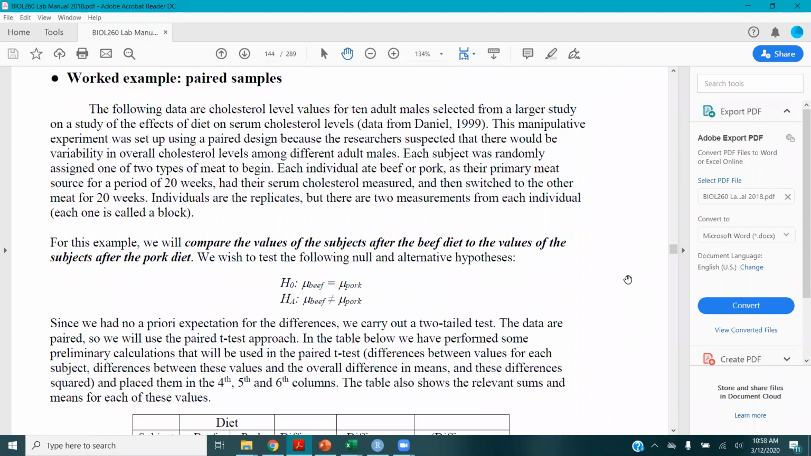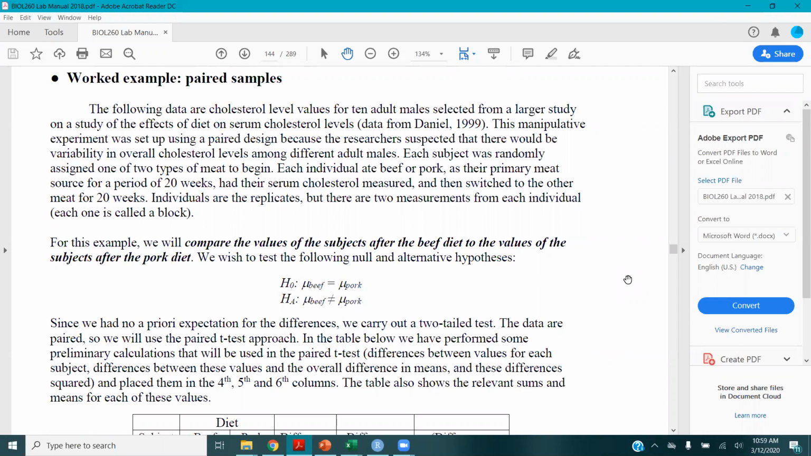And let's go ahead and read this problem. So the following data are cholesterol levels from 10 adult males selected from a larger study. This experiment was set up using a paired design because the researchers suspected that there would be variability in overall cholesterol levels among different adult males.